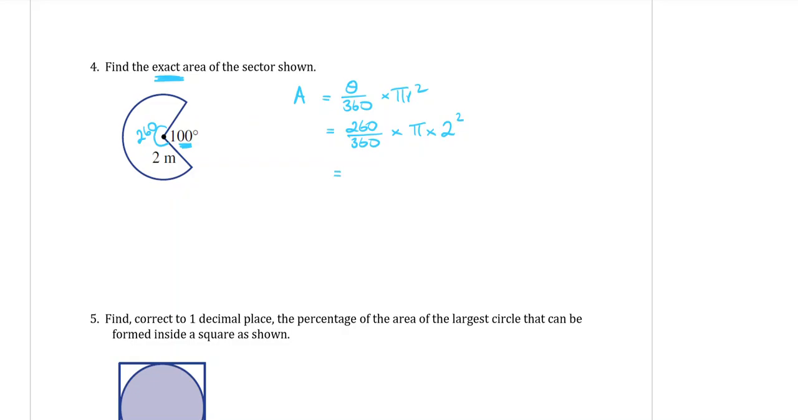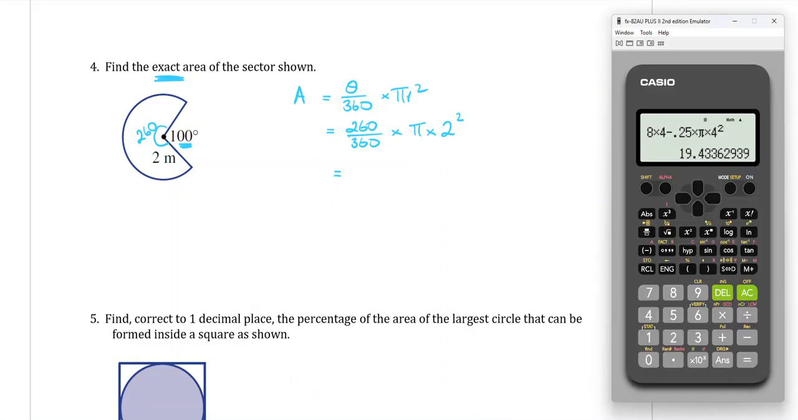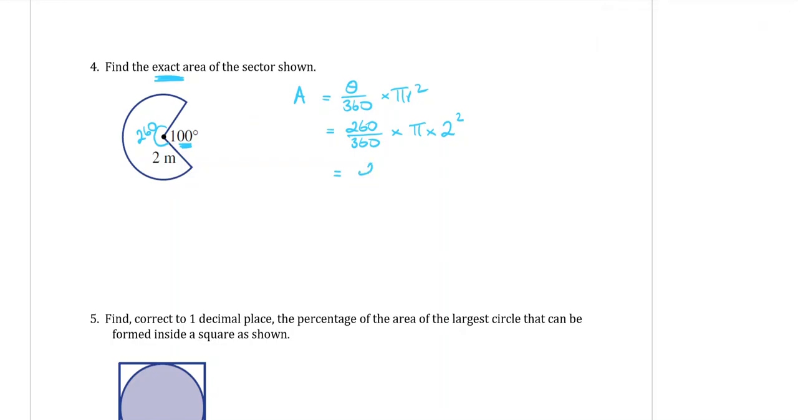Now, if we need to leave this exact, it means I don't want to put the pi into the calculator, but I'll do the rest of it. 260 over 360, and then timesing that by 2 squared, so ignoring the pi, and I get 26 pi over 9 as my answer. That will be in meters squared because it's the area.